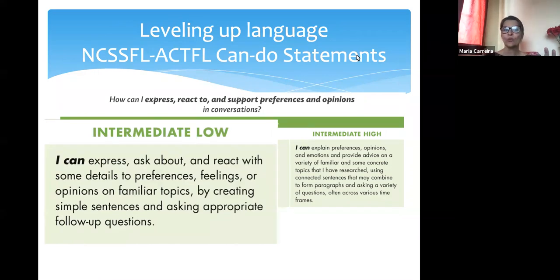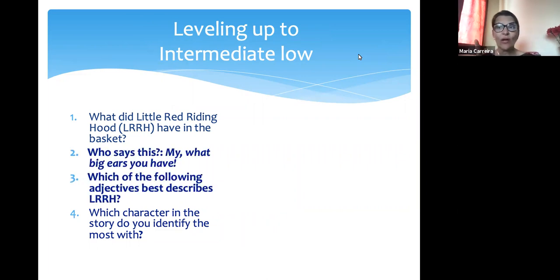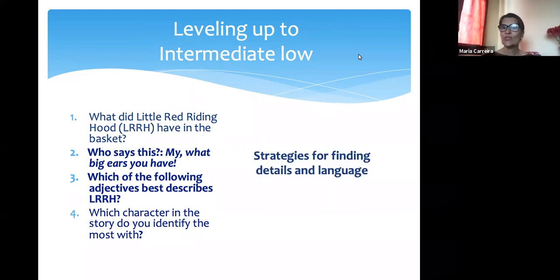As you read through this, you will see that there are certain things that my students are going to have to do in order to communicate, to perform at this level. They're going to have to give details as to their preferences, and they're going to have to create using simple sentences. So now I have to prepare my students to do this. Here, I'm going to use questions 2 and 3, which remember I had used originally to check for understanding. Now they're going to do double duty, as I'm going to use them to give my students strategy for finding details and language that they can use in the follow-up activity.